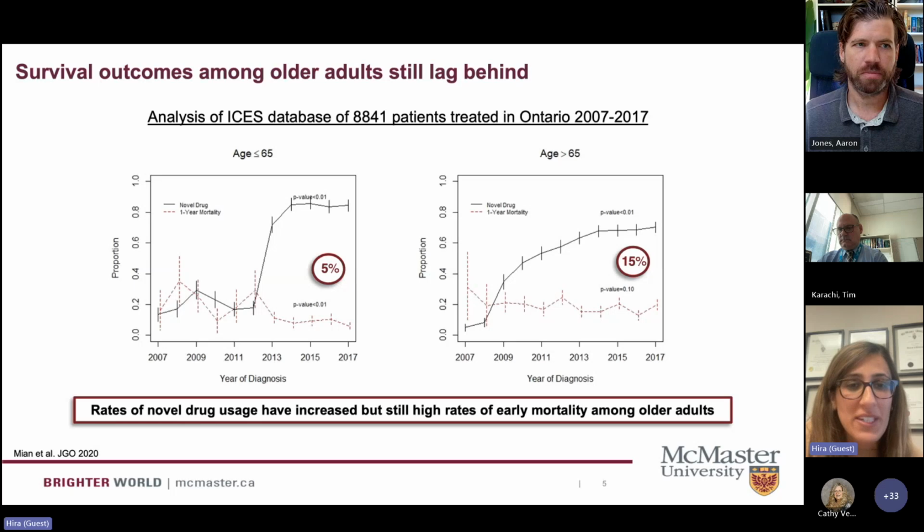One of the first projects we did, which was a simple project, was just to show that when a new drug in myeloma is approved, it takes a long time for patients over the age of 65, that's on the right-hand side, to start using that drug. And even when that drug is approved, the rates of early mortality stay the same for older adults. Whereas if you look on the left-hand side at patients under the age of 65, when a new drug is approved, everybody starts using it, and that leads to much less early mortality. So this highlights some of the differences between older adults and younger adults, both in terms of drug utilization as well as early mortality.